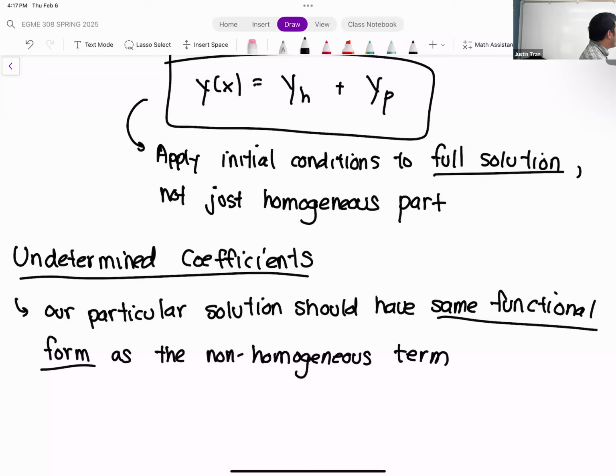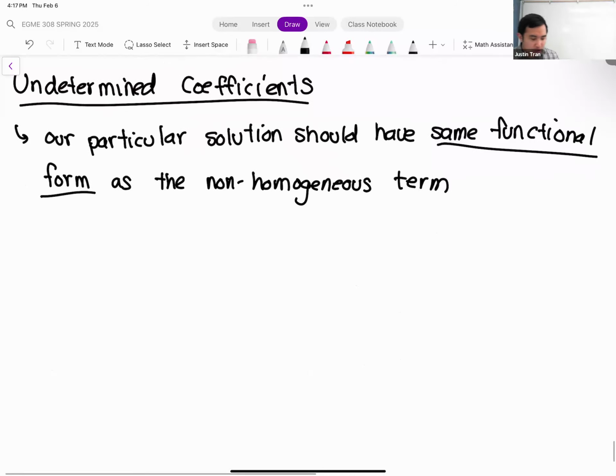For instance, if your non-homogeneous term is a polynomial, that means your particular solution is probably going to be a polynomial as well. If your non-homogeneous term is a sinusoid, then your particular solution should probably be a sinusoid as well. Of course, this only works for a certain subclass of functions, only for some of the more common functions out there.